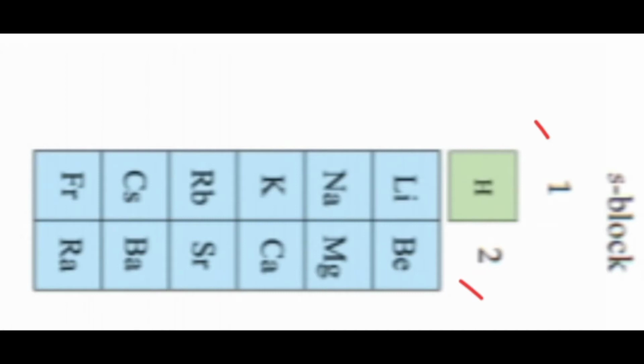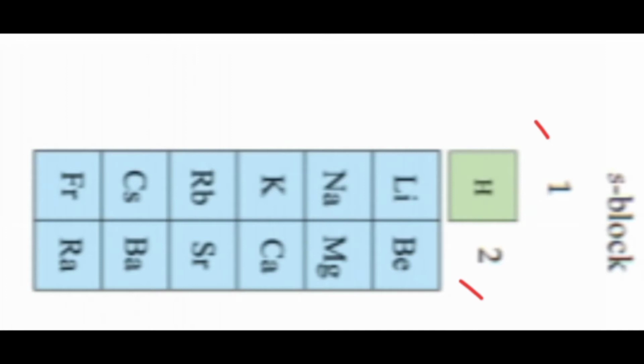The first group is known as alkali metals. The second group is known as alkaline earth metals. Why is this name given? Because the oxides and hydroxides of these elements are alkaline in nature, that is, basic nature.